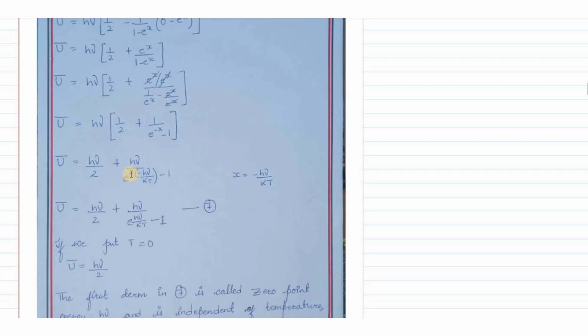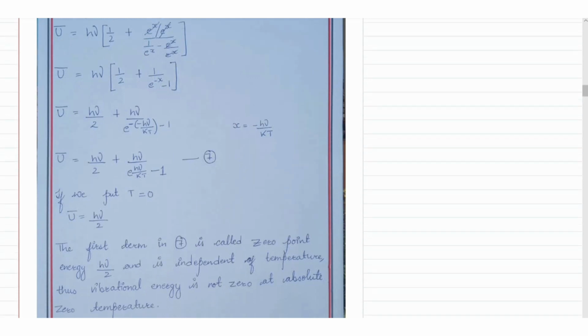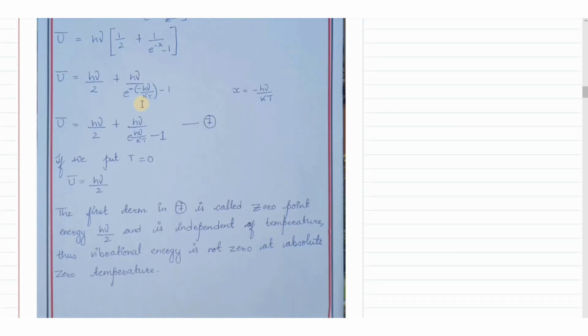In equation number 4, we assumed that x is equal to minus h nu by kT. So putting the value of x, we get e to the power of minus of minus h nu by kT, minus 1. U bar is equal to h nu by 2 plus h nu by e to the power of, minus into minus gives plus, h nu by kT minus 1. This is equation number 7.